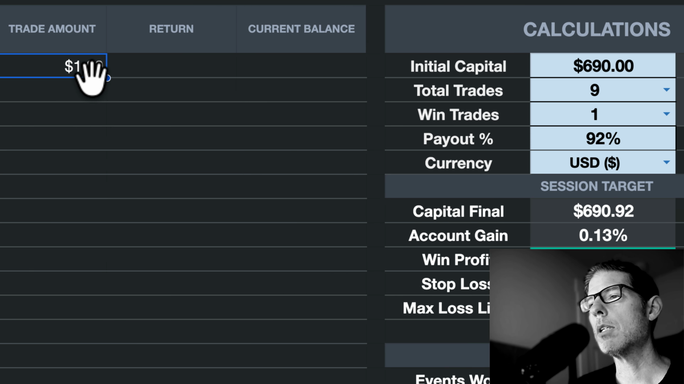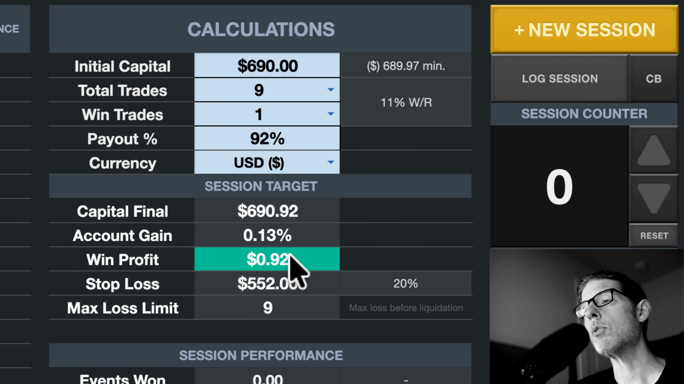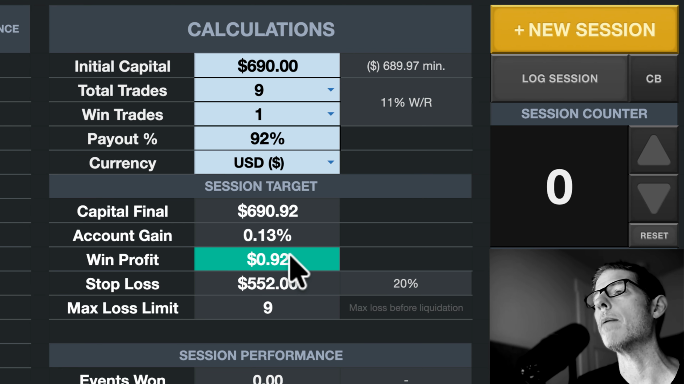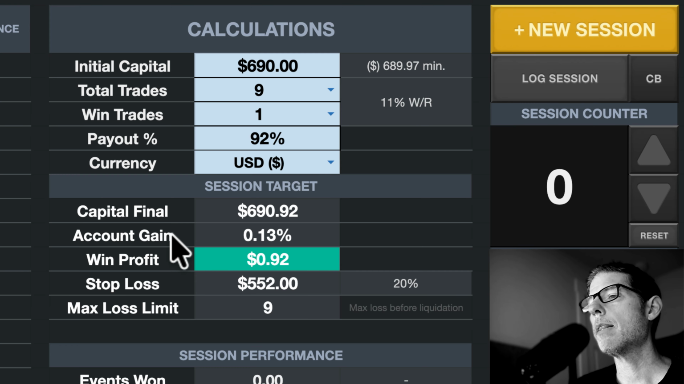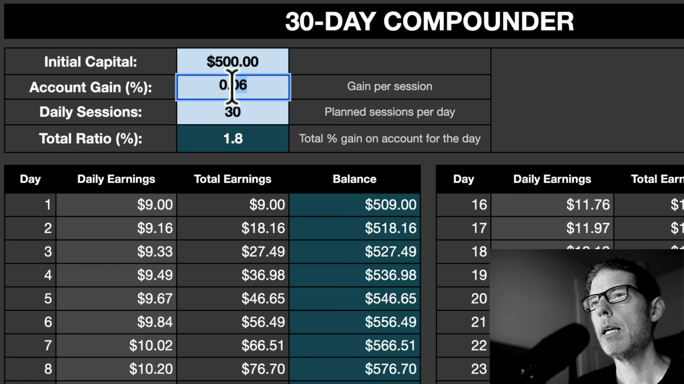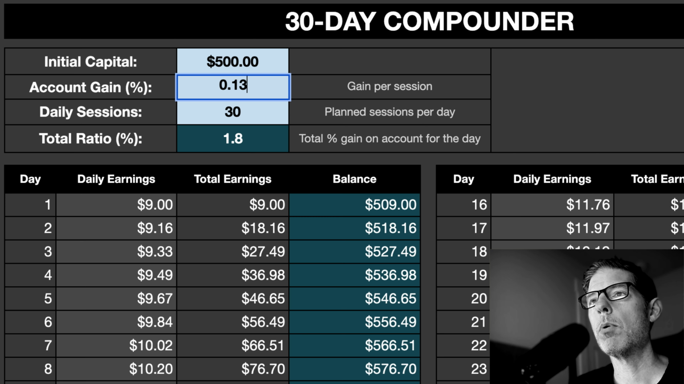Now what we're going to do is look right here where it says account gain. This is 0.13%. Might not seem like a lot, but guys, that's almost $1 per win, which is pretty good. You could stack those dollars all day if you want to. You can do as many sessions as you want. So we're going to take that account gain number over to the 30-day compounder, and let's make some changes here. Let's change this account gain percentage to 0.13.